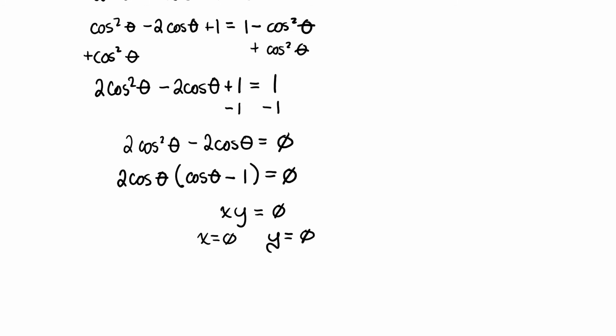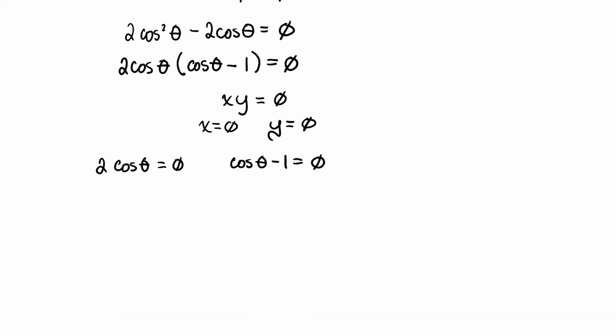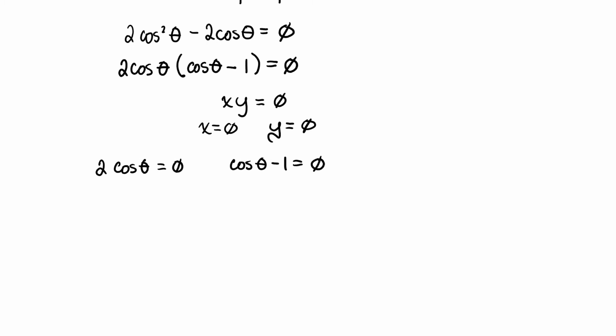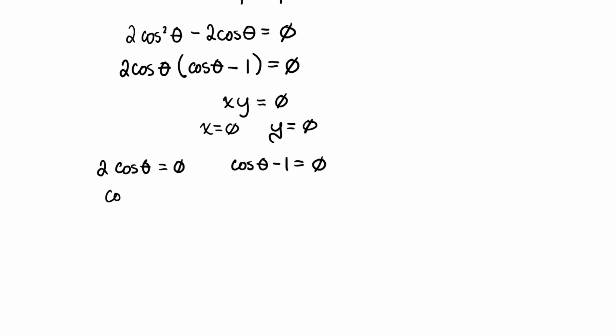So if we have 2 cosine theta times cosine theta minus 1 equals 0, that means either 2 cosine theta equals 0 or cosine theta minus 1 equals 0. Well, if we divide both sides by 2, we get cosine theta equals 0. And on this side, we get cosine theta equals 1.